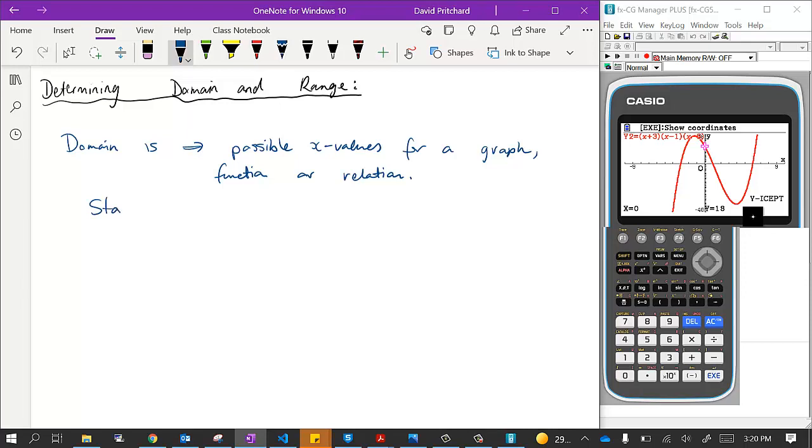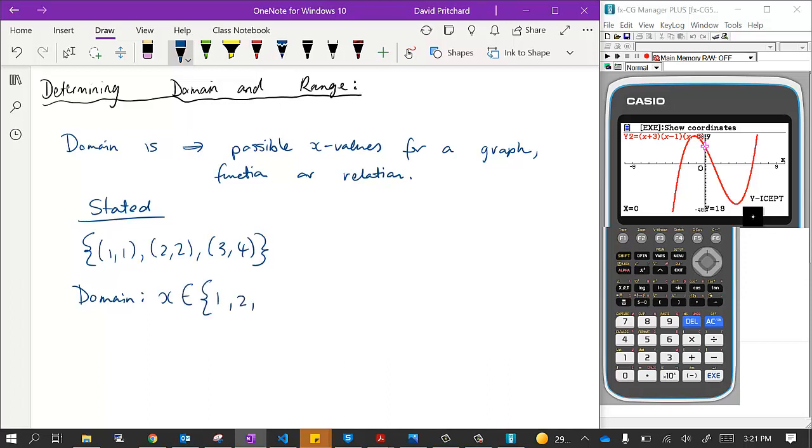So, for example, stated could be in the form of a set of ordered pairs. So we've got (1, 1), (2, 2), and (3, 4). So a domain in this case would simply just be x is an element of, and the values are simply discrete values. It could be 1, it could be 2, or it could be 3. So that's stated and discrete. The x values are 1, 2, and 3.